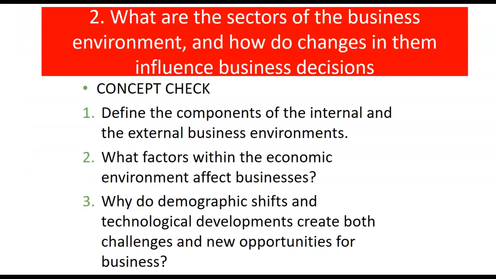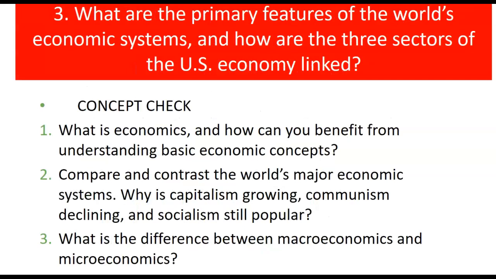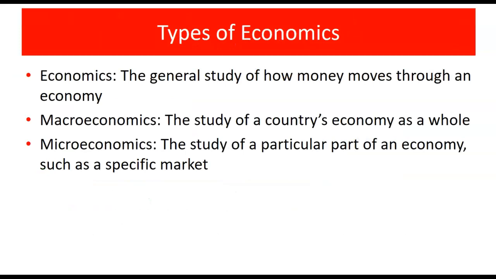So we talked about the internal and external environments. We're talking about the shifts in demography. Let's get into what economic systems power the globe and what the differences are between these types of approaches. If you're talking about economics, we're simply looking at how money moves through an economy. Think about this. If an economy is the arteries and veins of a human body, the money is the blood that moves through it. So we're looking at how money moves through an economy.